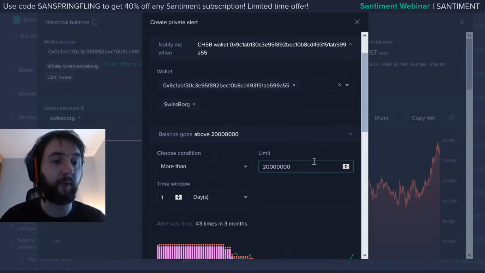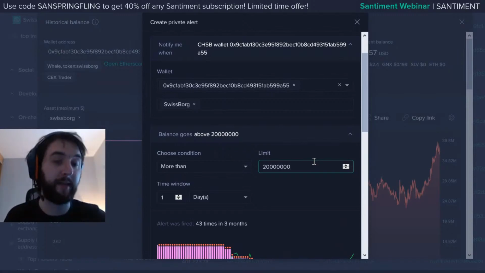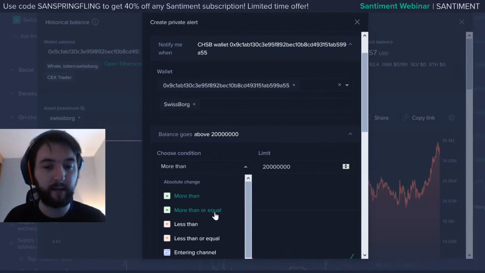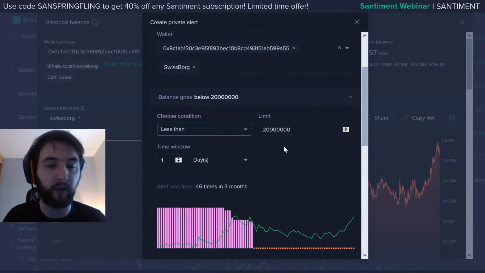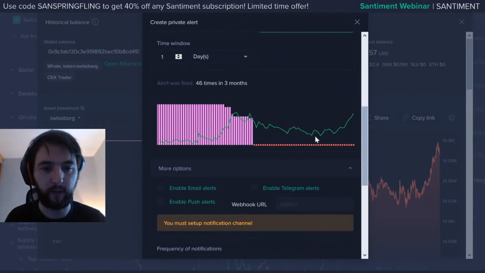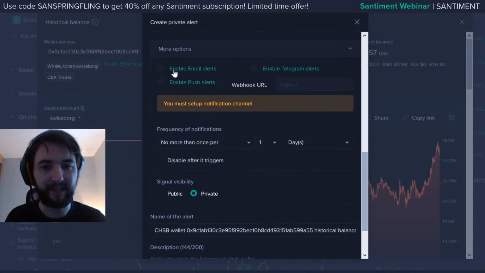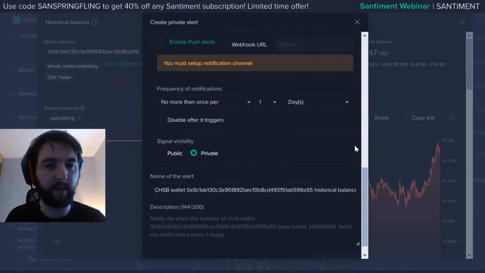On the other hand, if we found an address that hasn't sold all of its holdings, or an address that has continued to accumulate and has yet to sell off, you can set an alert for the next time the balance of this address drops below a particular threshold or moves down by a particular percentage point. So you go less than, let's say, 2 million CHSB. You set up which channel you want to receive your alerts from, let's say enable Telegram alerts. You decide whether you want to make it public or private, and that's about it.